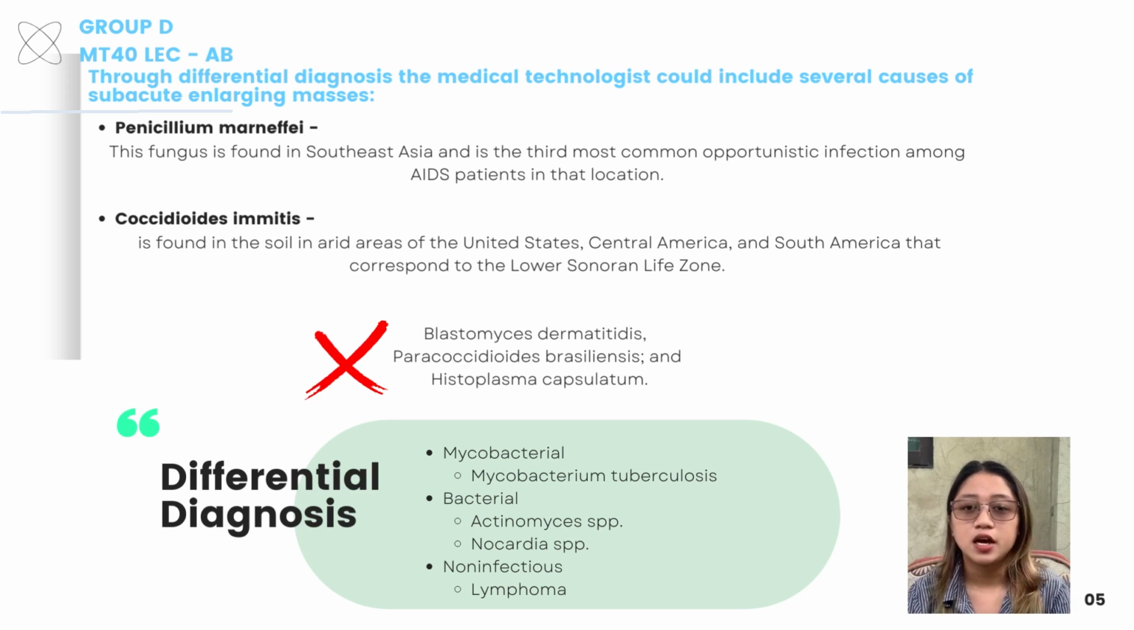Coccidioides immitis, another dimorphic fungus, is also considered as the patient has a recent history of living in Arizona, which is found in the soil in arid areas of the United States, Central America, and South America that correspond to the lower Sonoran life zone. Other dimorphic fungi are crossed out as the patient has no recent history of exposure to them, such as Blastomyces dermatitidis, Paracoccidioides brasiliensis, and Histoplasma capsulatum.